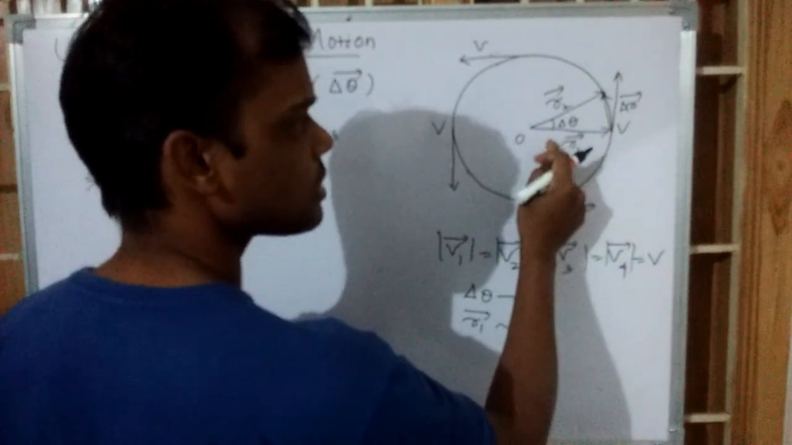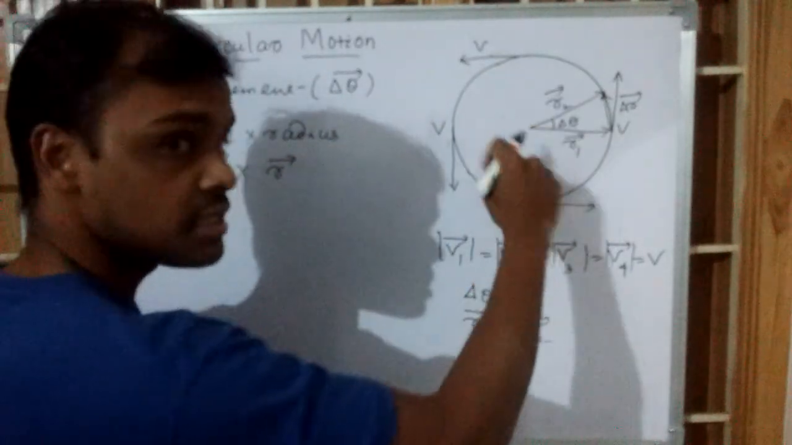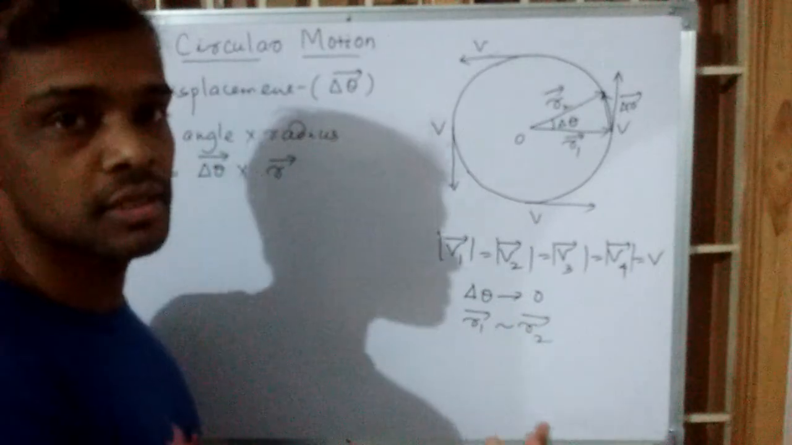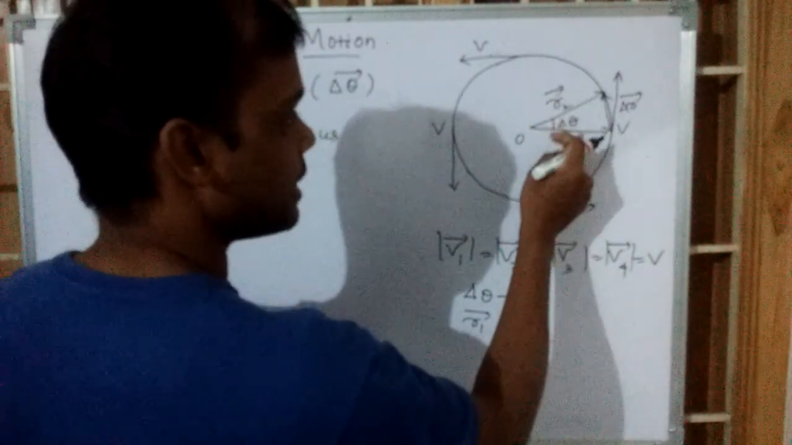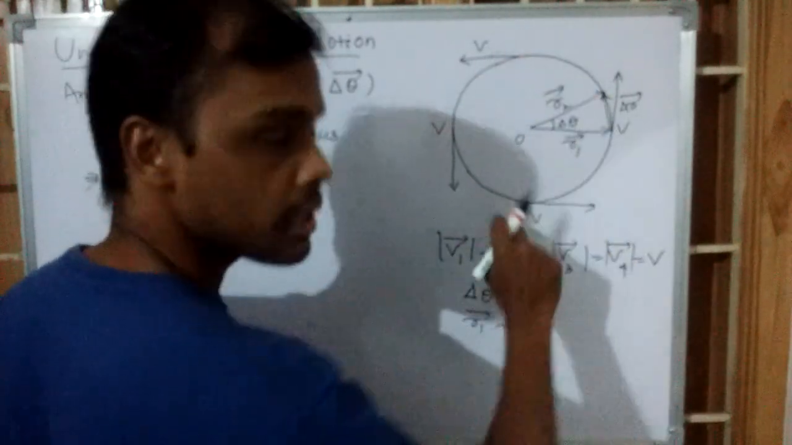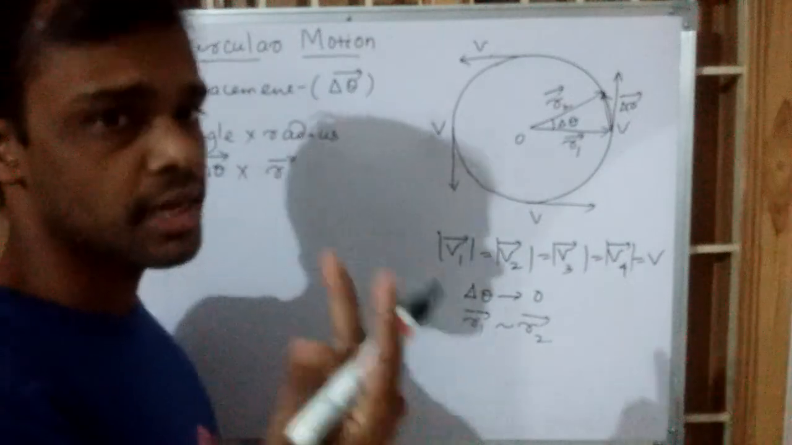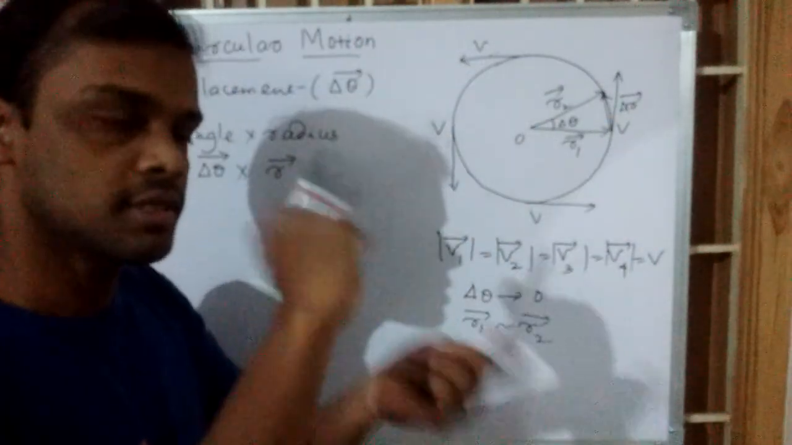That means you cannot say the vector is like this. No. It is continuously changing, and a vector cannot continuously change its direction. If del theta is counterclockwise or clockwise, there are only two ways we can measure theta, either in clockwise sense or in counterclockwise sense.